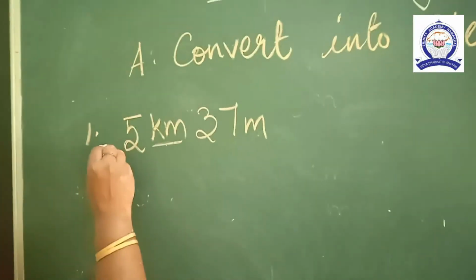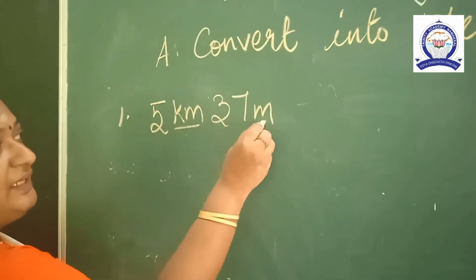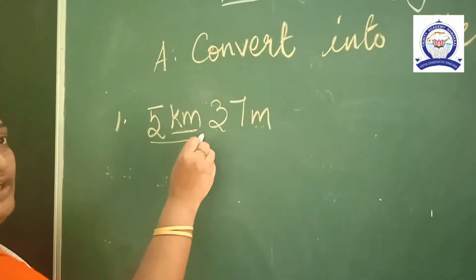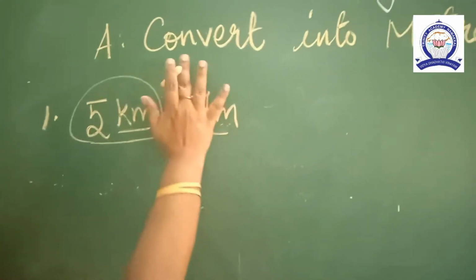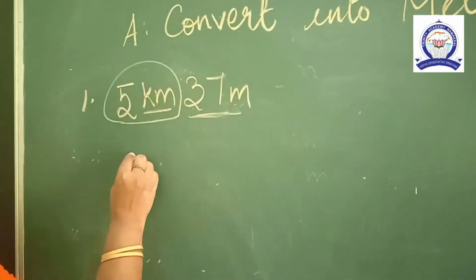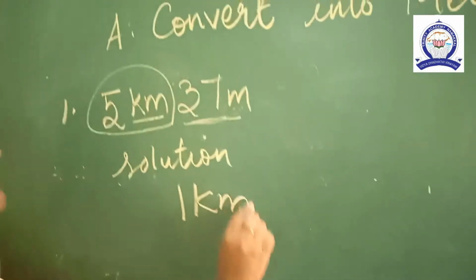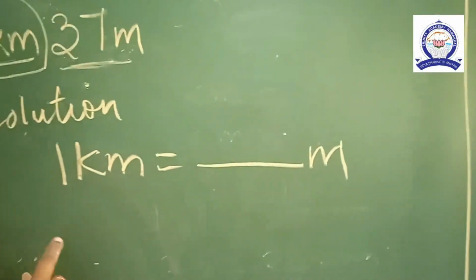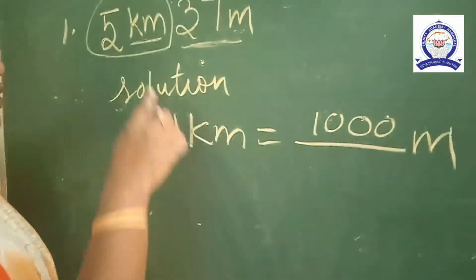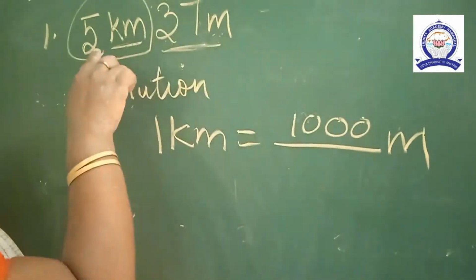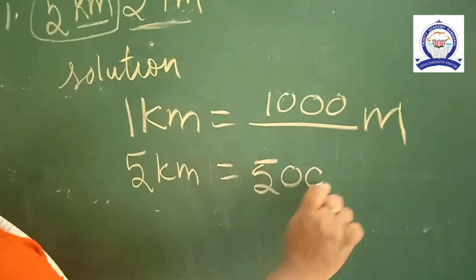The given question is 5 kilometer 37 meter. We are going to convert this 5 kilometer into meter. Here already 37 meters is given, so you keep it the same. You all know that 1 kilometer is equal to 1000 meter. Similarly, 2 kilometer is equal to 2000 meter. Here 5 kilometer is equal to 5000 meter.